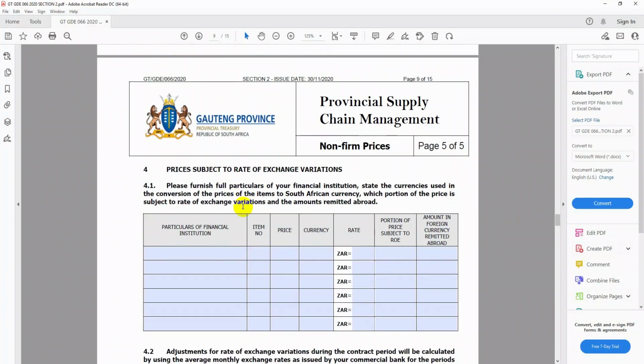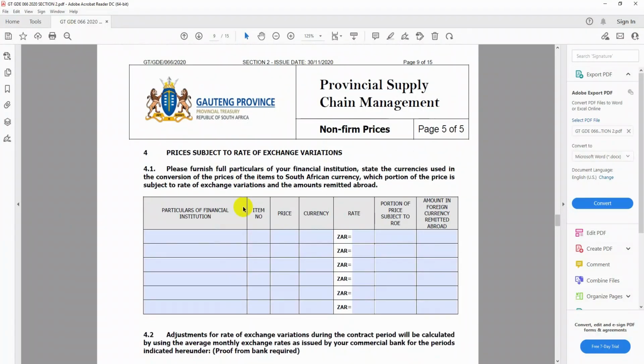And then again, these are for the non-firm prices, for the items that you import. So you will put those items there, the particulars of the financial institution that you got this ROE from, the rate of exchange, and what is the price that you bought from there, the currency that you use, the ZAR, and the portion of price subject to rate of exchange, amount in foreign currency remitted abroad. So you put all the details there.